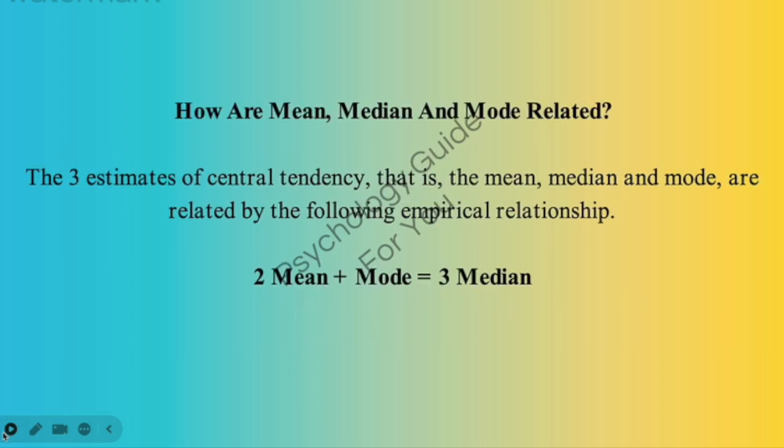Now let's see how mean, median, and mode are related. The three estimates of central tendency, that is the mean, median and mode, are related by the following empirical relationship. That is, 2 mean plus mode is equal to 3 median.